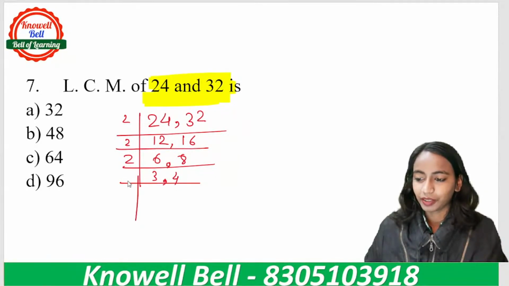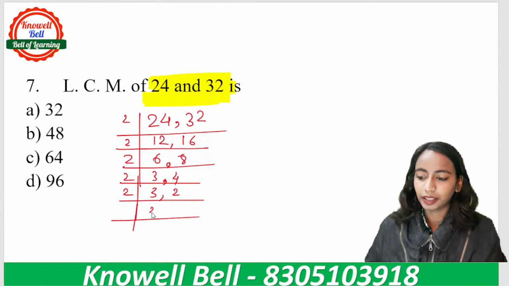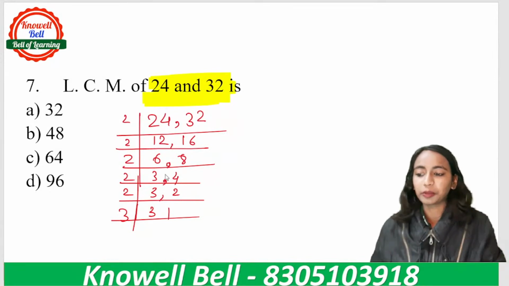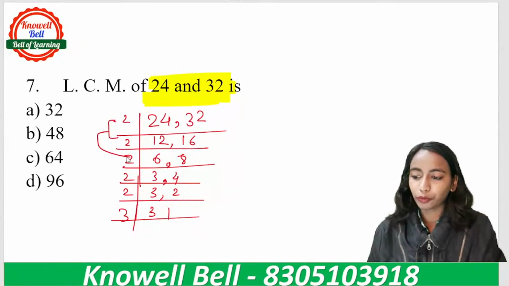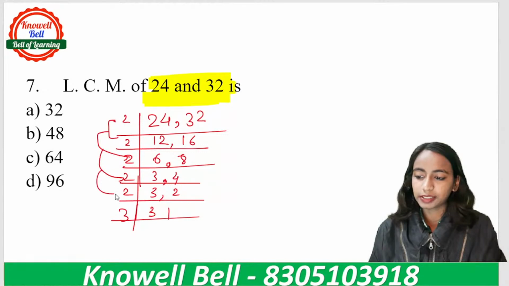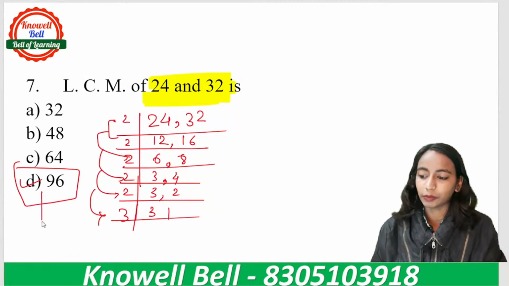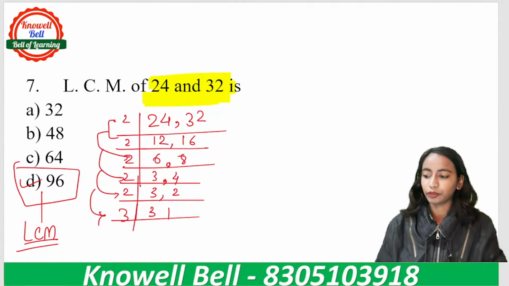So this way we can do it. It would be 3, 2, 2, 3, and again 1 and 3. So you will calculate it, and upon multiplying, we will get the LCM. We'll multiply 2 into 2 is 4, 4 to the 8, 8 to the 16, 16 to the 32. Then 32 into 3 would be 96. So the right answer will be option D, 96. 96 is the LCM for this question.